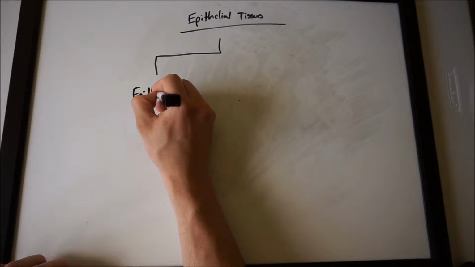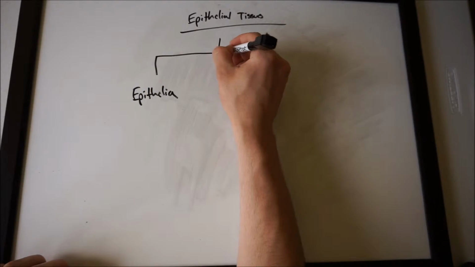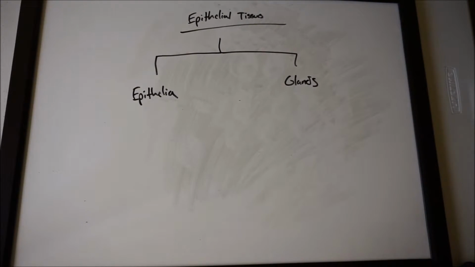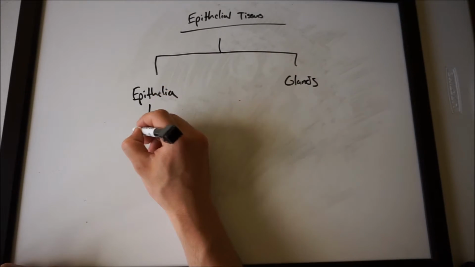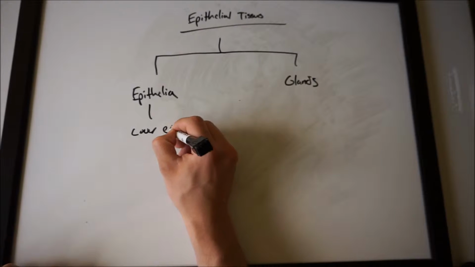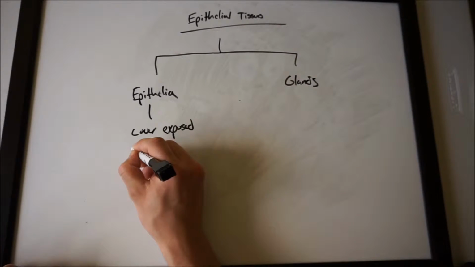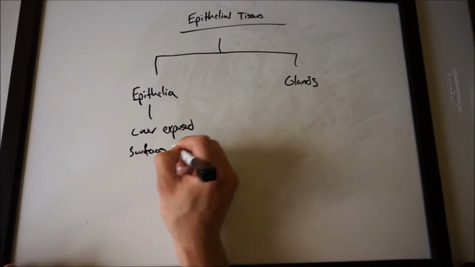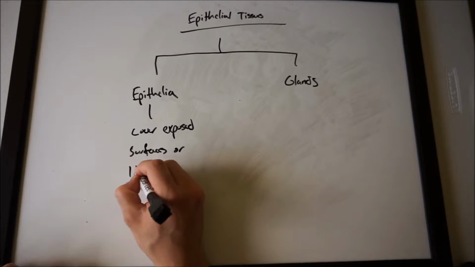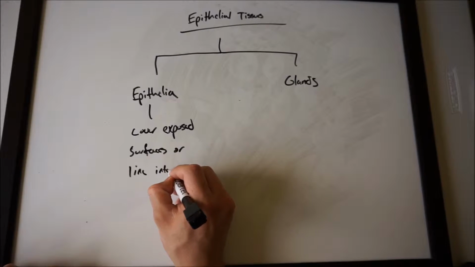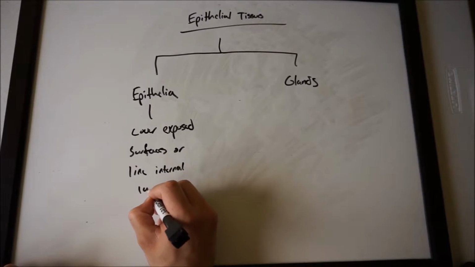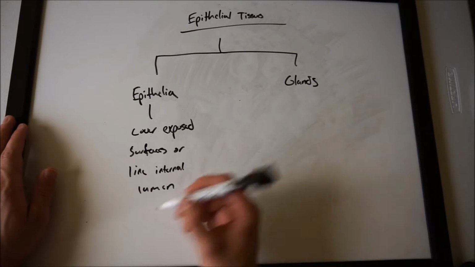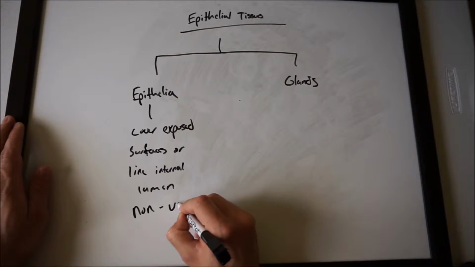Epithelia and glands. Now epithelia cover exposed surfaces in the body or line internal lumen. A distinctive feature of epithelia is that they are non-vascular.